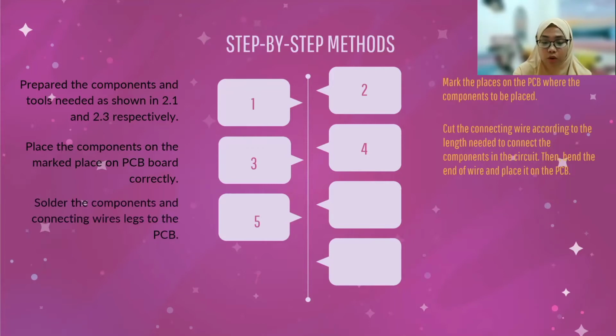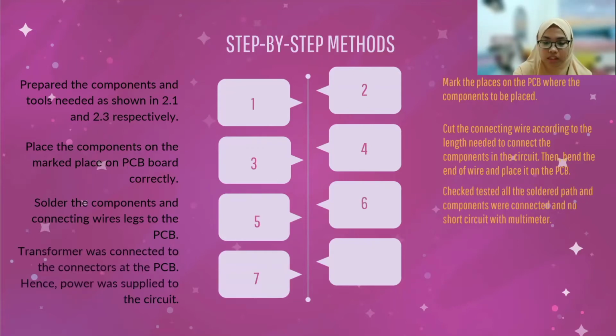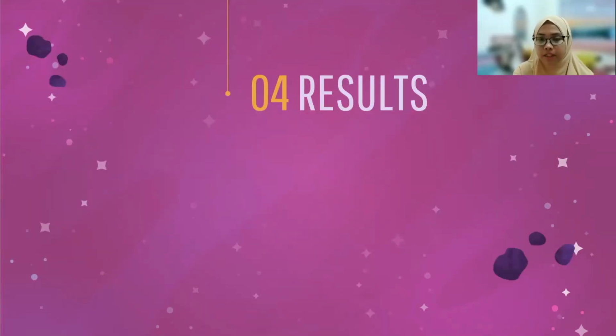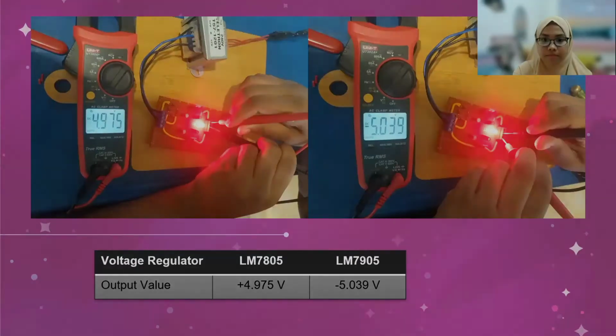Fifth, solder the components and connecting wires linked to the PCB. Seven is, the transformer was connected to the connectors at the PCB, and the power was supplied to the circuit. And lastly, the output connectors were tested with a multimeter and the output value was evaluated. My partner NIVASINY will continue with the results, discussions, problems faced during this project, and conclusions.